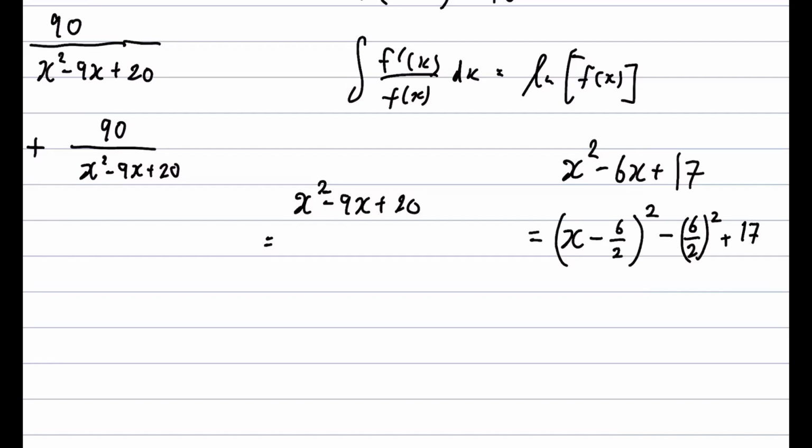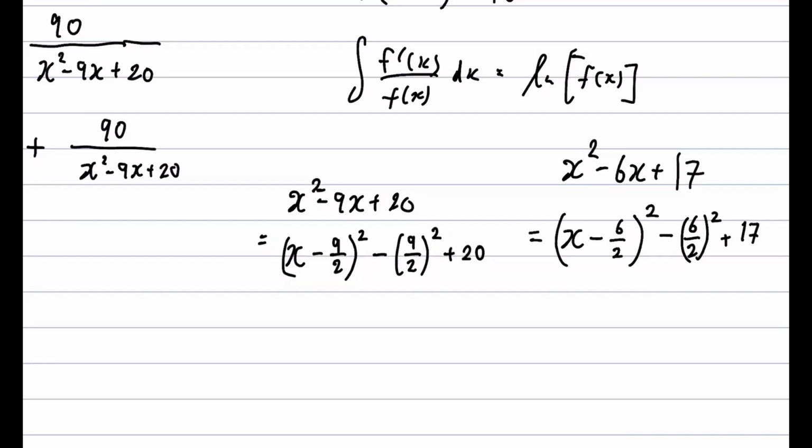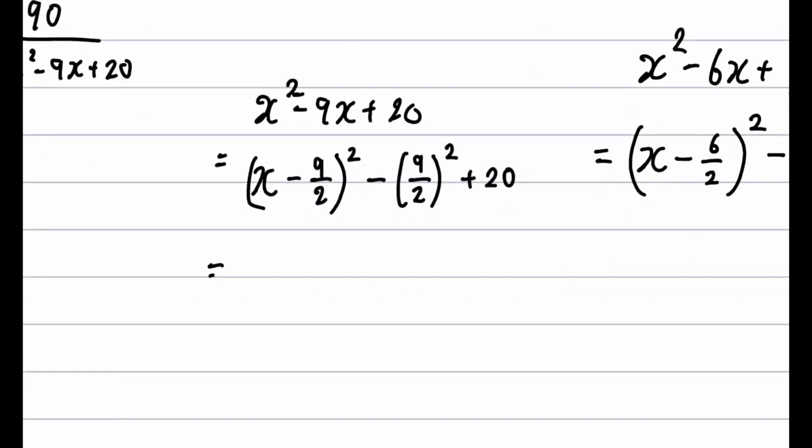So same thing over here. x minus 9 over 2, open, close, square. And then you subtract away, open bracket, 9 over 2, close the bracket, square. What's missing? The 20. Yes, plus 20. Good. Then you now need to simplify.